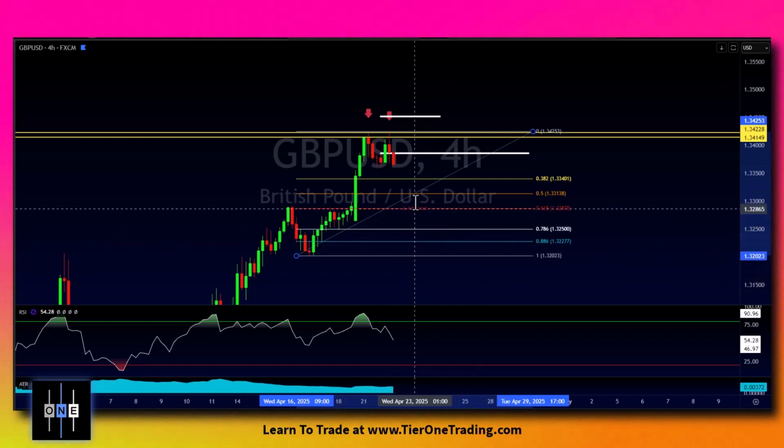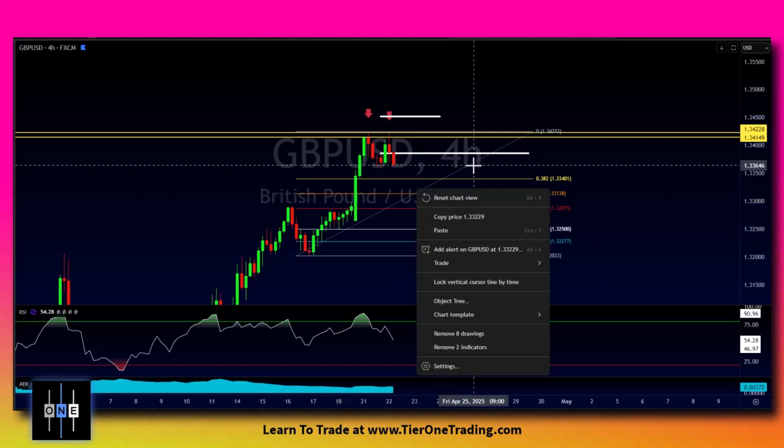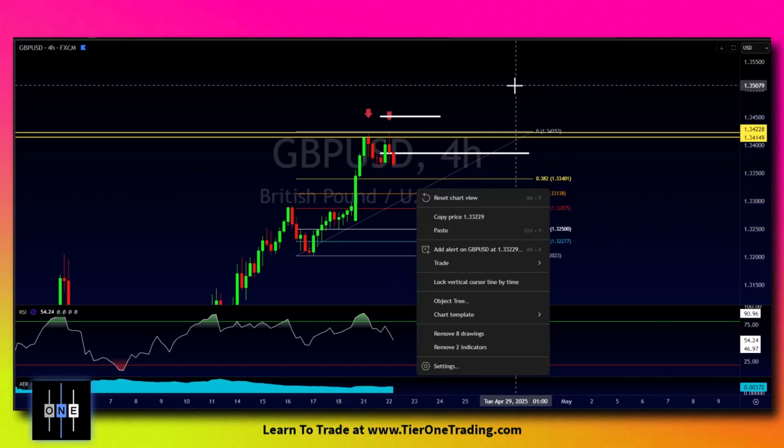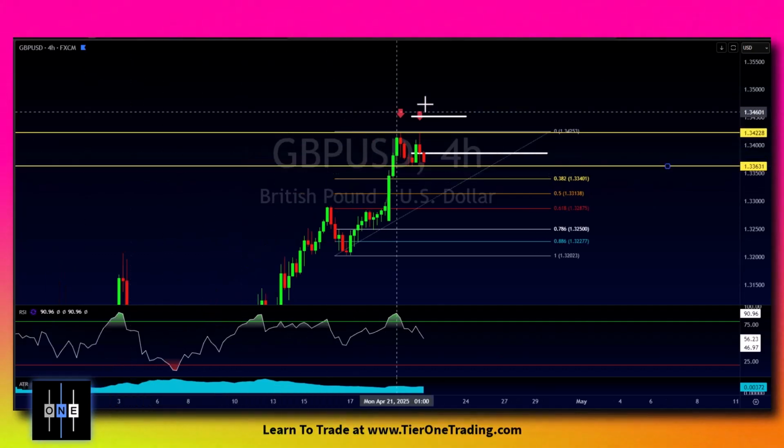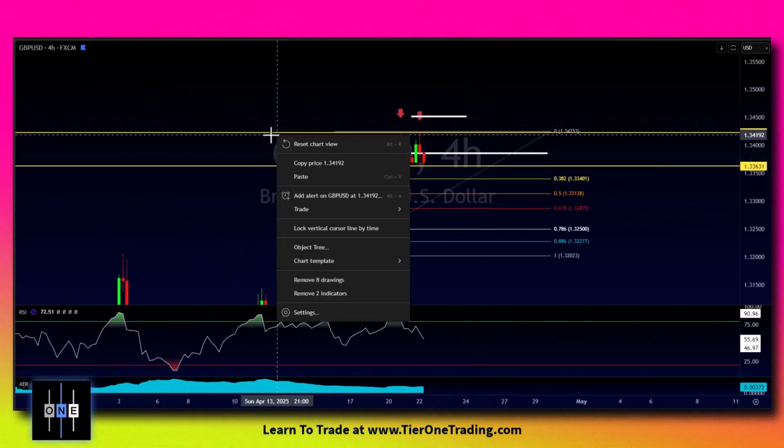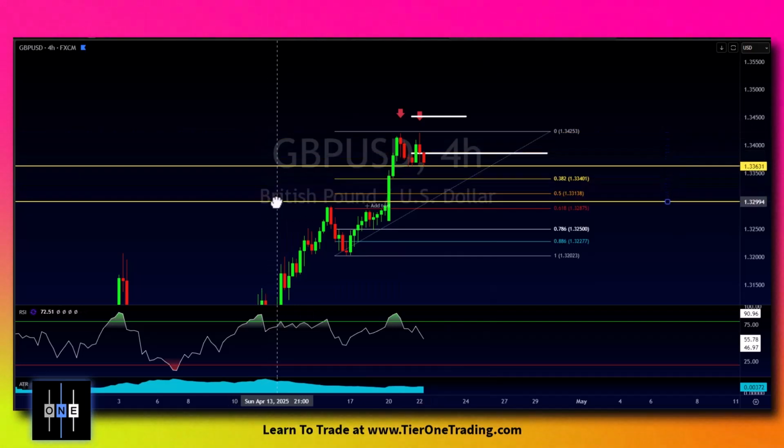I don't really care. If you're discretionary and you're looking for levels of structure, where would you guys look for a potential target here? Kind of cheated because I already drew something in for you. Chris says 133 flat. Steal this line, 133 flat. Daniel says 618.